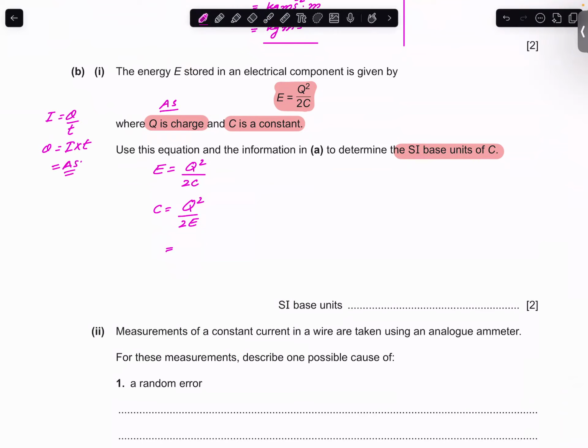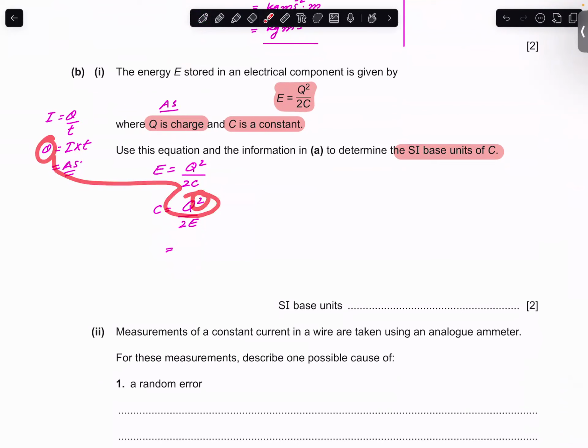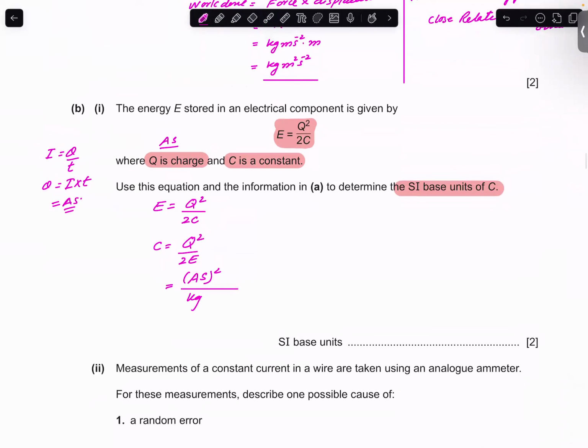So ampere second. When you place the value here, take care about the powers. If any power is given, then that power is applied on the units also. So it will be ampere second squared. 2, you can ignore because there is no need here. And the unit of energy is kilogram meter square S power minus 2. Let me apply the square on this bracket: A square second square divided by kilogram meter square S power minus 2.